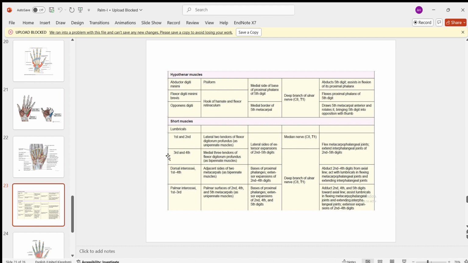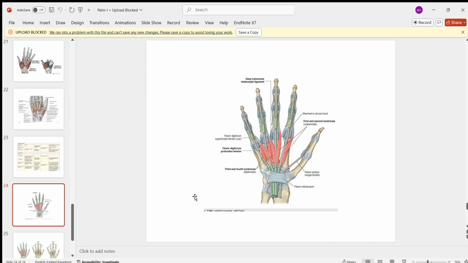Now the dorsal interossei and the palmar interossei are both supplied by the deep branch of the ulnar nerve. The dorsal interossei cause abduction of the digits and the palmar interossei cause adduction of the digits. These are the lumbricals: the first, second, third, and fourth lumbrical. The first and second lumbricals are unipinnate, as you can see, and the third and fourth lumbricals are bipinnate.